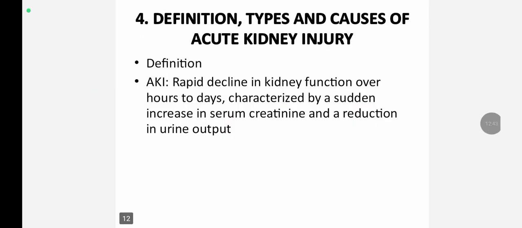Okay, moving to the next slide. So now, definition, types and causes of AKI. So what is AKI? AKI is a rapid decline in kidney function over hours to days, characterized by a sudden increase in serum creatinine and a reduction in urine output. So the serum creatinine is used to measure the function of the kidney. Once there is a rapid and sudden decline in this kidney function, characterized by an increase in serum creatinine or a reduction in urine output, the person is suspected to have acute kidney injury.